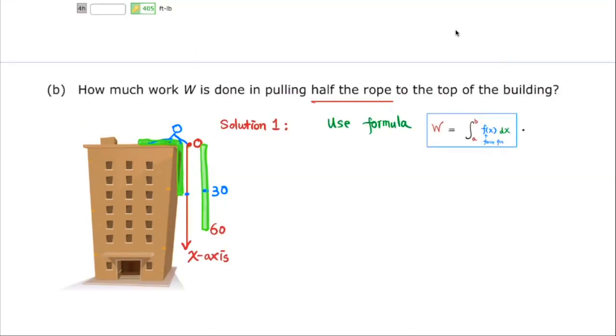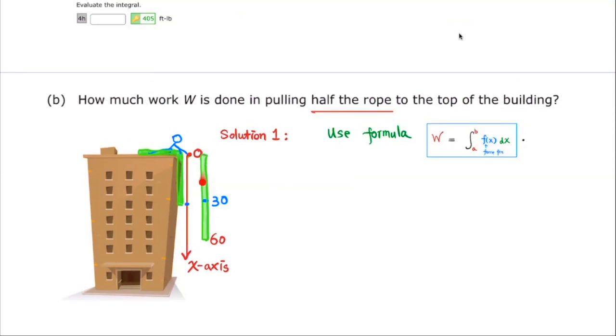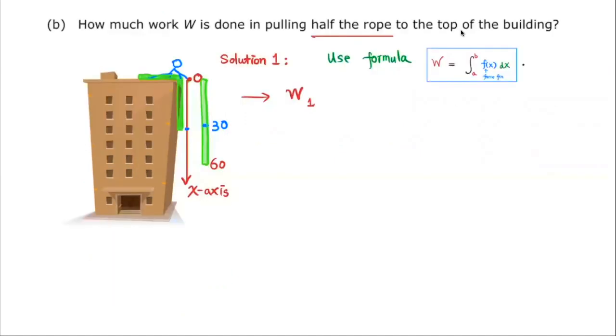We're going to use this formula directly, so we need to find the force function. We'll think of this in two pieces and consider the work done to the upper half of this rope and also the work done for the lower half of the rope. So let's divide this rope here into two pieces. Let W1 be the work done for the upper half of the rope, and W2 would be the work done for the lower half of the rope.